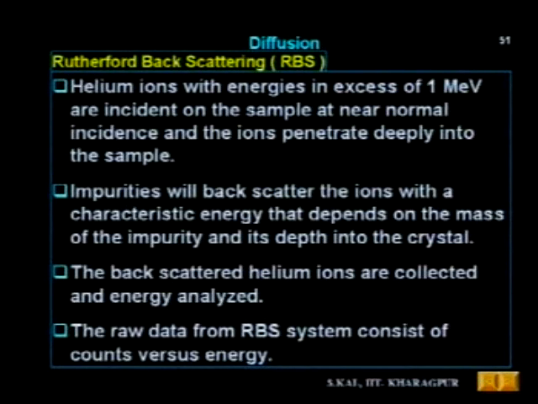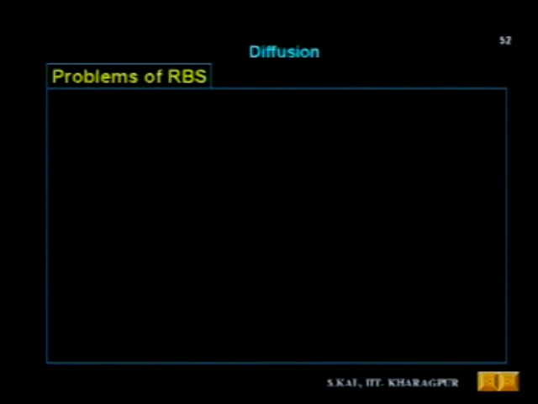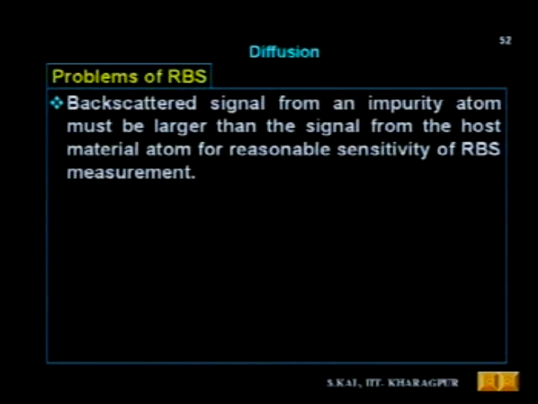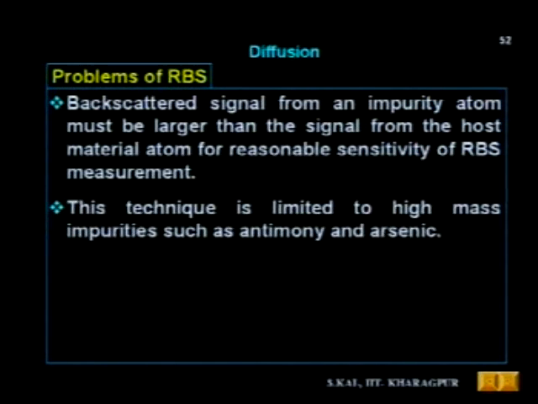Okay. Now let's see what are its advantages and disadvantages. So the problems of RBS are: one, the backscattered signal from an impurity atom must be larger than the signal from the host material atom for a reasonable sensitivity of RBS measurement. RBS technique is limited to high mass impurities such as antimony and arsenic. Light mass impurities, it gives a lot of error.